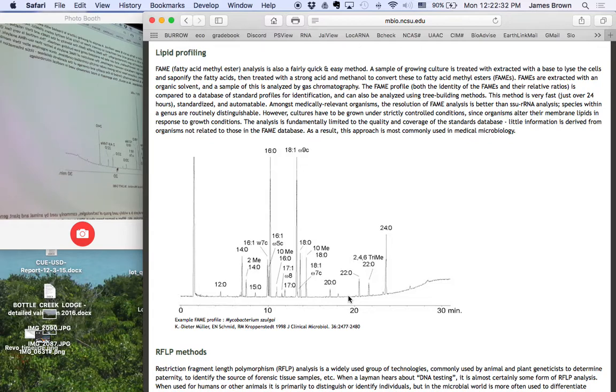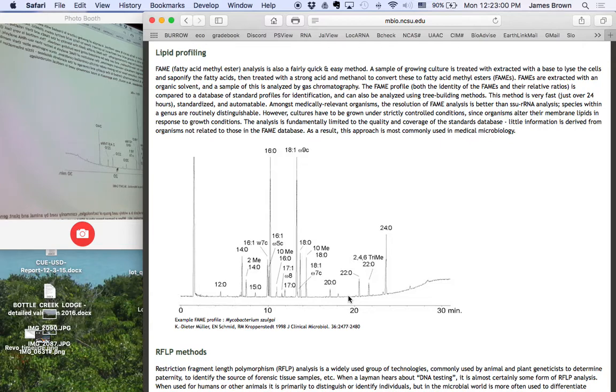Problem is, it can only look for organisms you already know about, right? Because if you get a pattern that doesn't match anything else, then you don't know what it is. It's also critical that you grow them under exactly the same conditions that the standards were done in. Because organisms modulate the relative amounts and the kinds of fatty acids they use based on growth conditions.